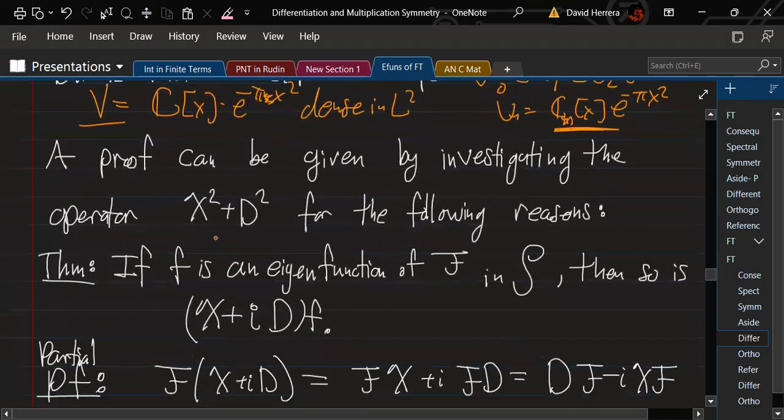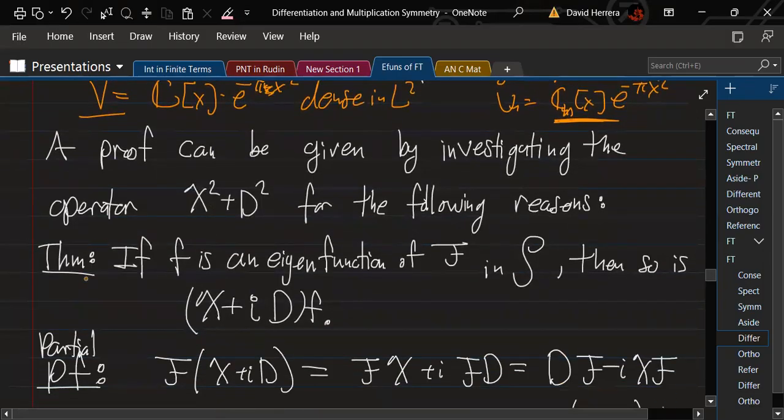Often, how people approach it is they use this operator here, x squared plus d squared. It's related to what they call the quantum harmonic oscillator. I'm not going to really go into that at all. I'll talk a little bit more about how you can find some resources on that. However, I do want to talk about some things related to it and why it's a natural thing to study.